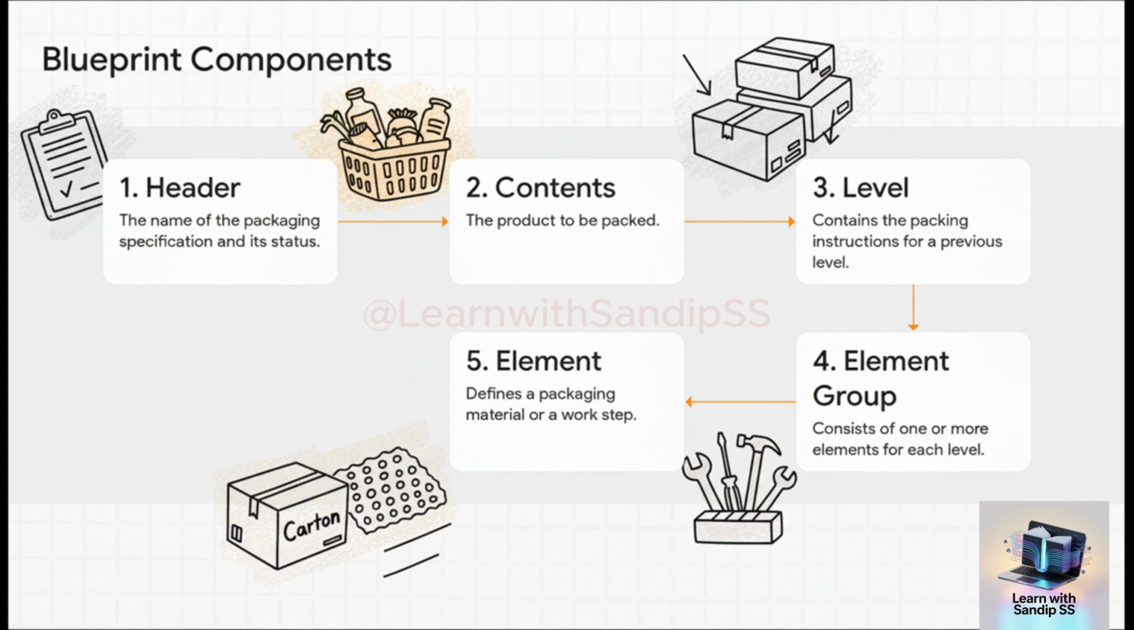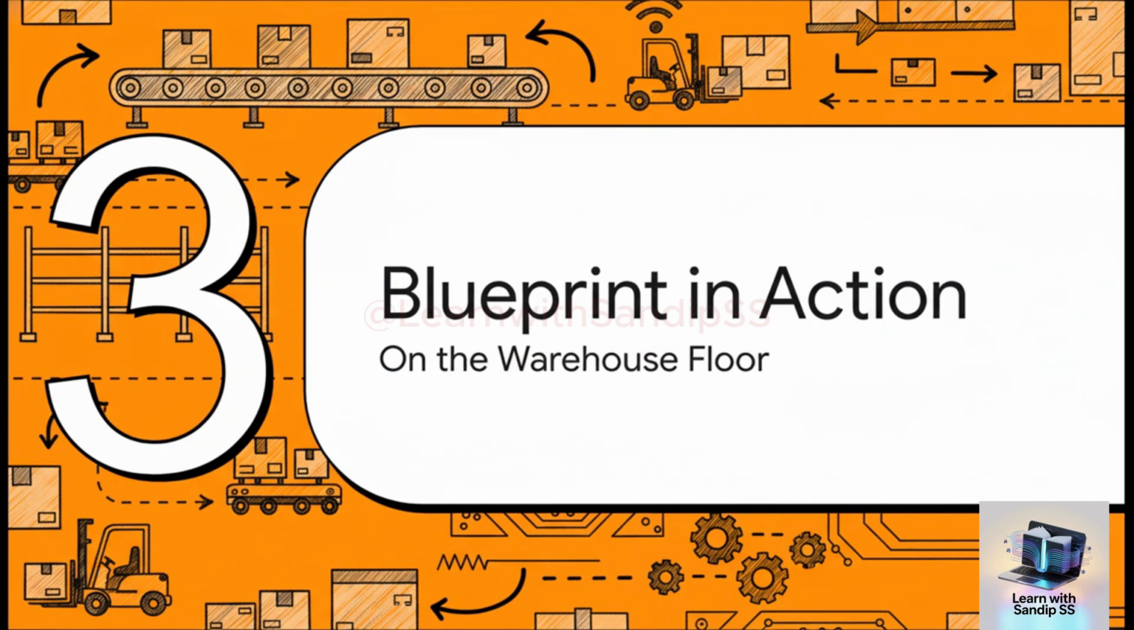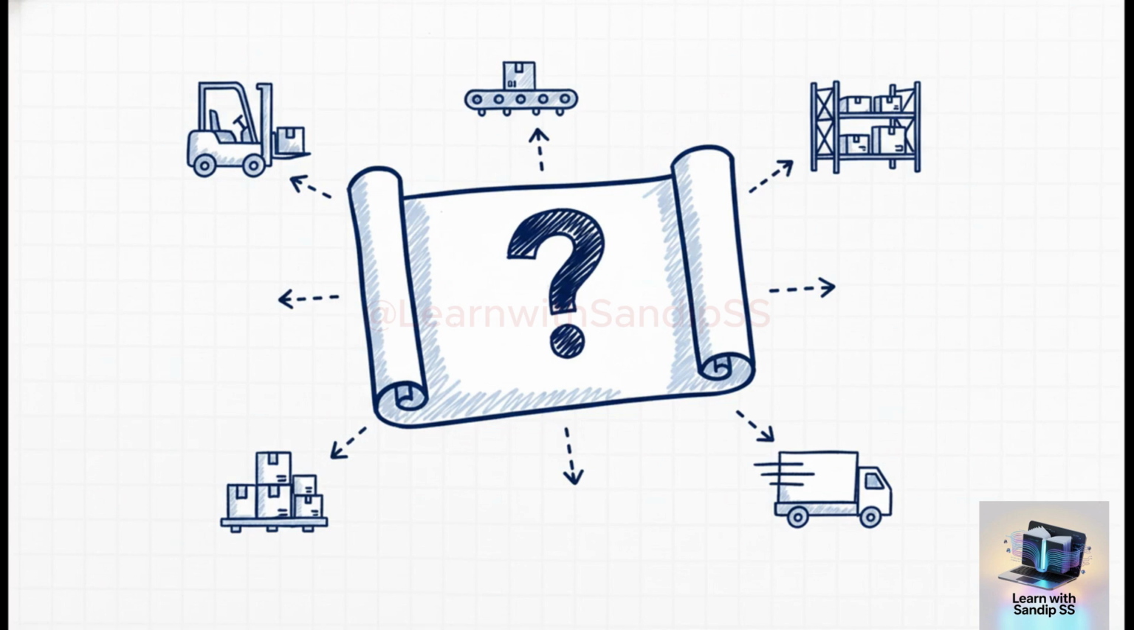Okay, theory is great, but let's see how this blueprint actually comes to life on the warehouse floor. This is where it stops being just a concept and starts driving some real, measurable efficiency. So where does this thing actually flex its muscles? It's not just in one single spot. As you're about to see, it's woven into the very fabric of the entire warehouse workflow.